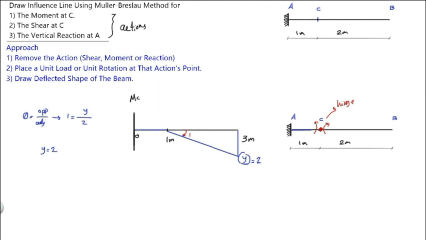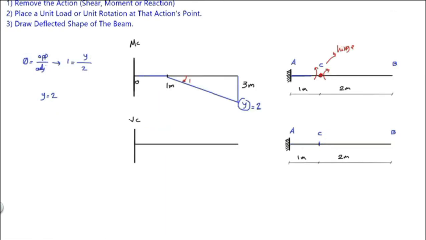Now let's find the shear at point C. So when we remove the shear resistance at point C, this means at this point the member will be able to go up and down. And now we place a unit load here and here. And the summation of these two loads is equal to 1, since it's a unit load.